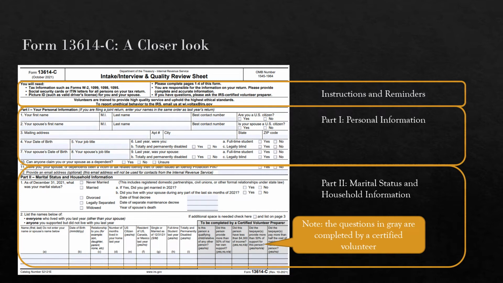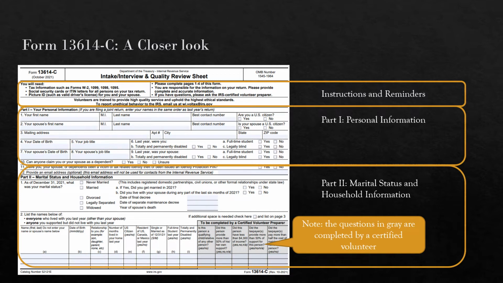The second part of the form, which is actually part one, is where we collect all of the taxpayer's personal information. So names, dates, addresses, and a few general questions that kind of help the return get started. Part two is about marital status and some household information. And the form is designed for the taxpayer to include everybody who lives with them or that they support who does not live with them.